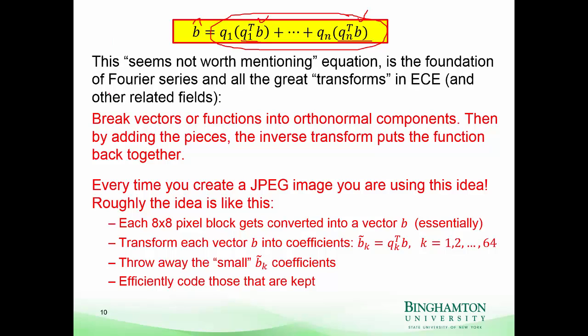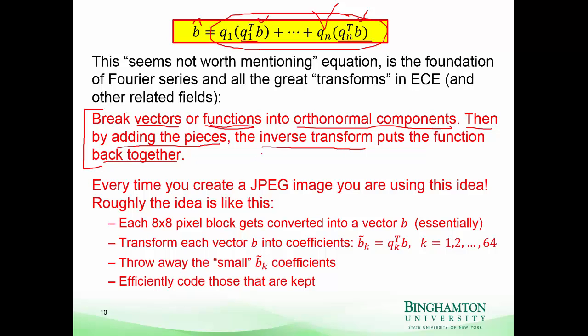So this idea right here, summarized right here, is that we take some given vector or function. We can think about doing this to functions as well, but here we'll just focus on doing it to vectors. We break a vector that holds some pieces of information that we're interested in, but not in a format that's useful to us or maximally useful to us, into orthonormal components, so that's this right-hand side. Then, adding the pieces together, we effectively implement the inverse transform, and it puts the function back together again.